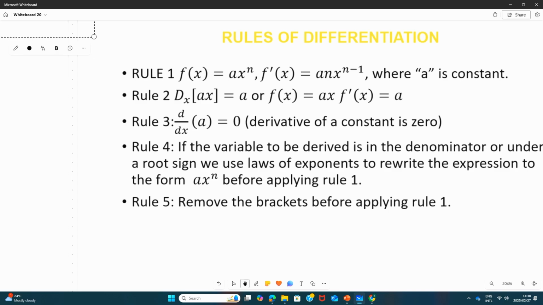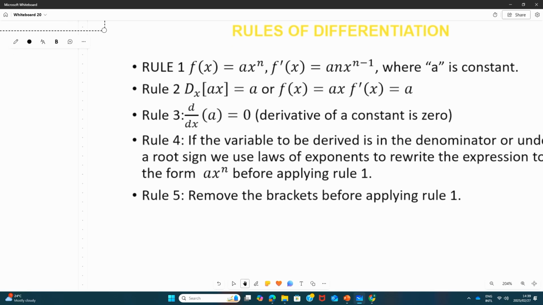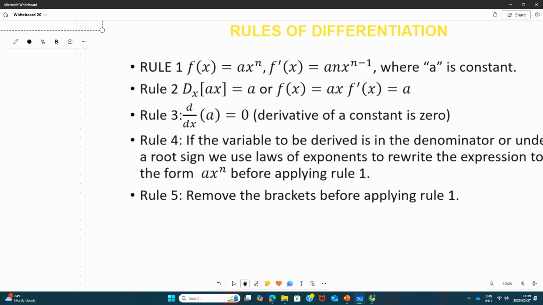Then for rule 3, which is the third rule of differentiating, if you are differentiating a constant, which is d over dx of a, the derivative of the constant is equal to 0. And I will show you, when you are looking at the examples, how the derivative of a constant equals 0.